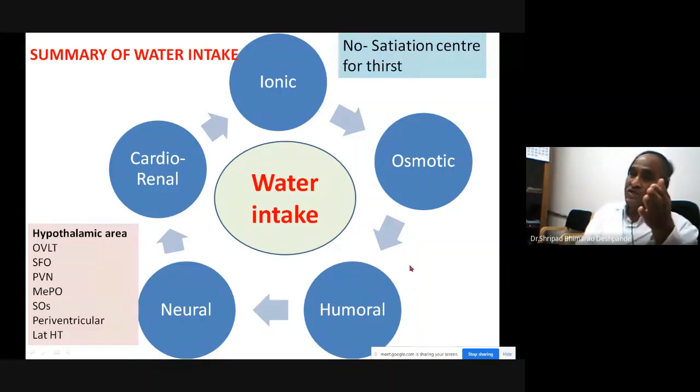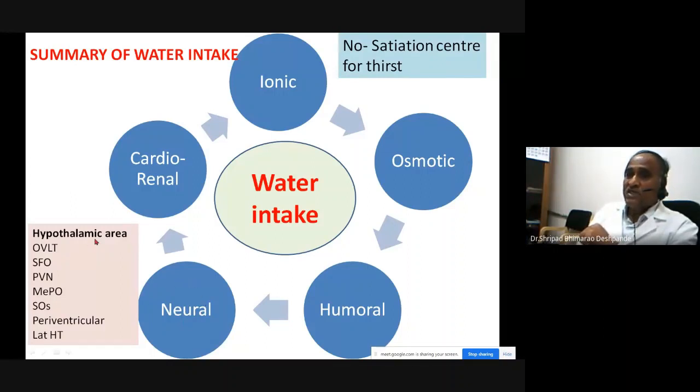One of those hormones is angiotensin 2 first for the water intake. Second is the antidiuretic hormone. Third is the aldosterone. Fourth and fifth are the relaxin and the atrial natriuretic peptide, and you have other hormones which regulate the water intake. The neural mechanisms.